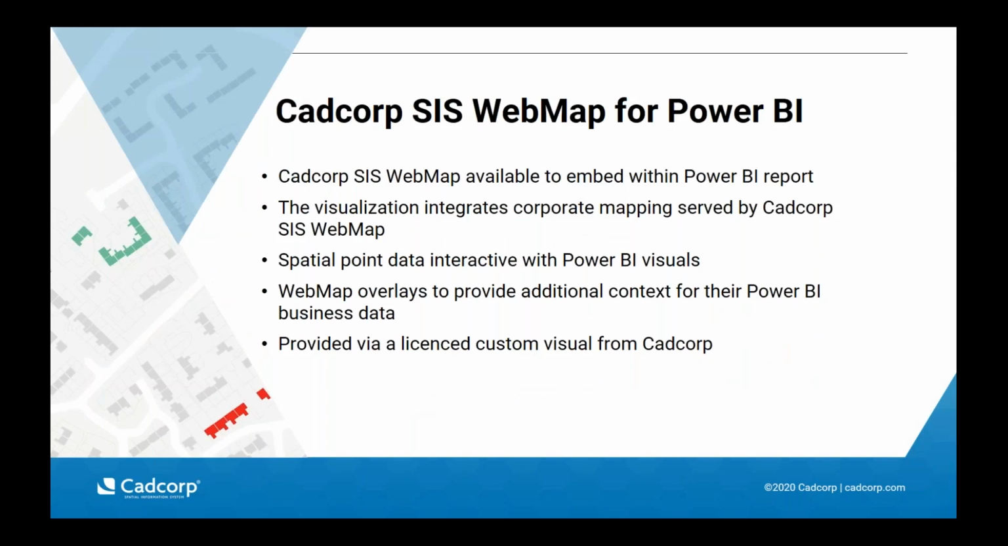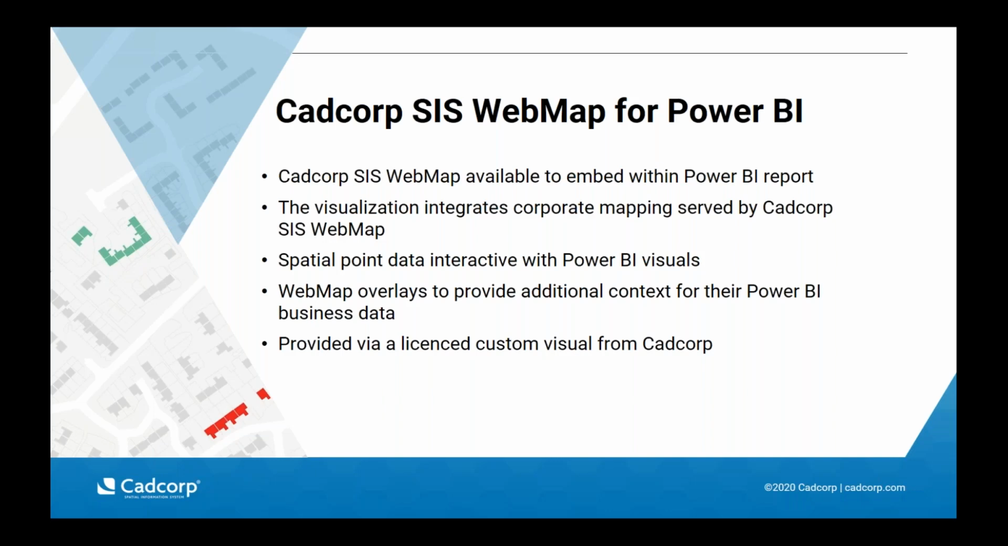So CAD Corp Sys Webmap for Power BI is the functionality to be able to drop in a CAD Corp Sys Webmap and embed it within a Power BI report. So that enables you to have a mapping component next to all of the other data visualizations that you're utilizing within Power BI. So you're adding geographical information directly into your Microsoft Power BI report. So this is what we're going to be showing you today.